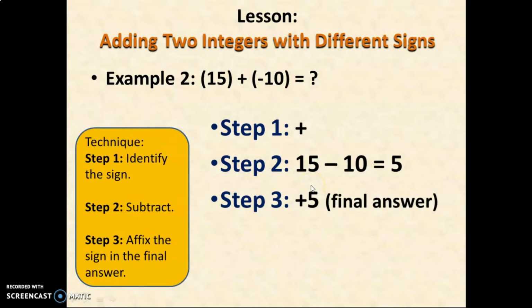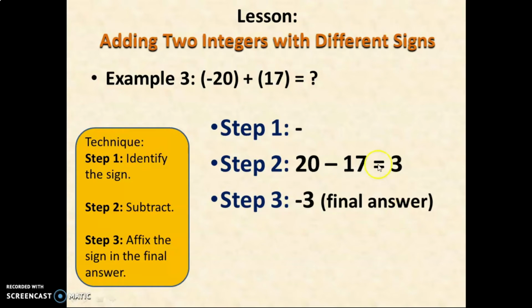Okay, next let's have another example. 15 plus -10. Step 1, we identify the sign. Alin ang mas mataas, disregarding their signs, 15 or 10? It's 15, right? And the sign of 15 is positive. Next, we subtract the two numbers. When you subtract, you disregard the signs. So, laging yung mas mataas ang mauna. 15 minus 10 is equal to 5. And then, step 3, you just combine step 1 and step 2. So, our final answer is positive 5.